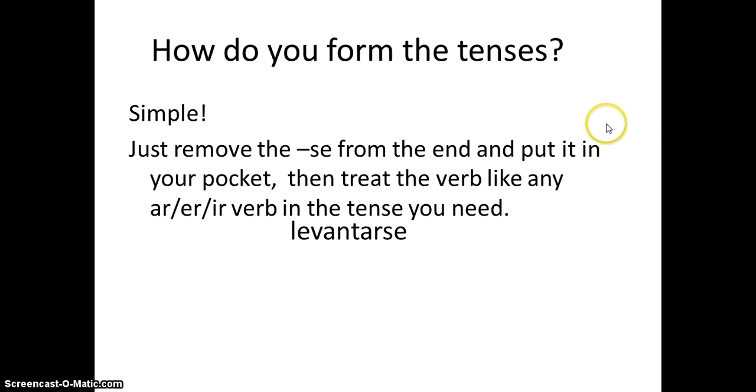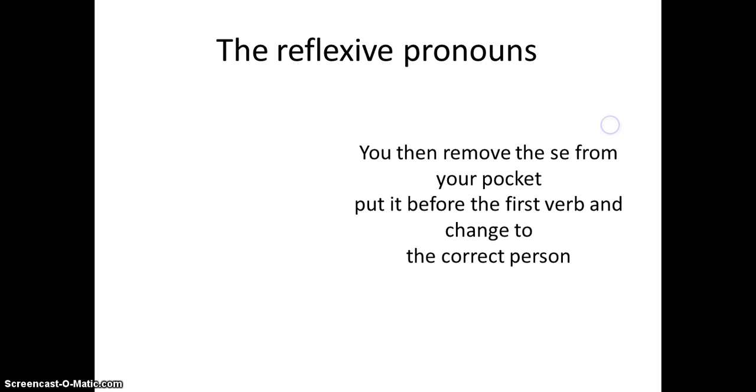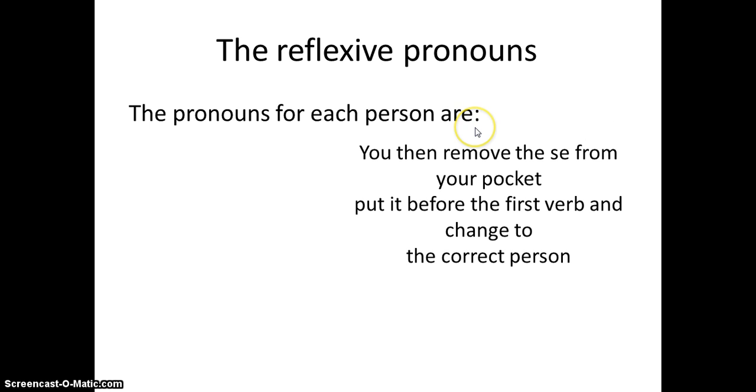So, levantarse is our verb, to get up. Take the se off and put it in our pocket. We're left with an ar verb. Okay? Right, so what do we do then? After that, we've got to take that se out of our pocket and put it before the first verb. Now we say the first verb because some tenses, like the perfect tense, have two verbs. So you put it before the first verb, generally.